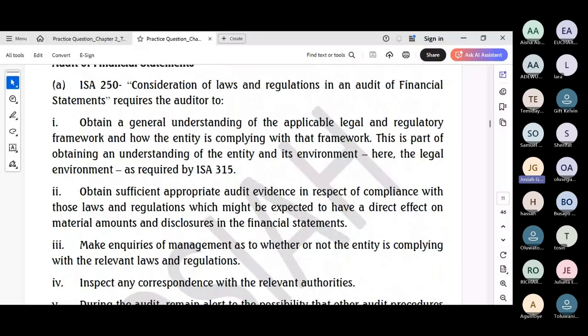So we really need to know our ISAs. The question is a prime example of directly testing specific knowledge of an ISA. So please try to memorize in your quest to understand the ISAs. They are many, and I understand. You need to memorize the key requirements and procedures of important ISAs like 250, 240, 570, 260, 315, 320, 700. It's very crucial. So know these key ISAs, memorize them.